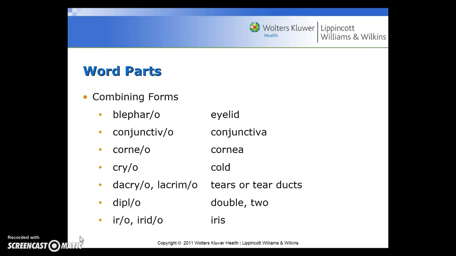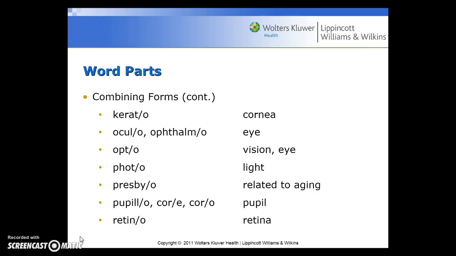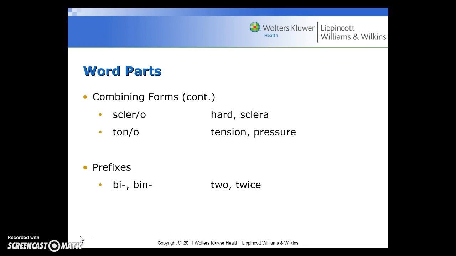So the word parts that you need to be prepared to understand in this section are blepharo, or eyelid; conjunctivo, which is the conjunctiva; corneo for cornea; cryo for cold; dacryo or lacrimo for tears or tear ducts; diplo for double or two; irido for iris; oculo or ophthalmo for eye; opto for vision or eye; photo for light; presbyo for related to aging; pupillo for pupil; retino for retina; sclero for hard or sclera; tono for tension or pressure; and the prefixes bi or bin for two or twice.